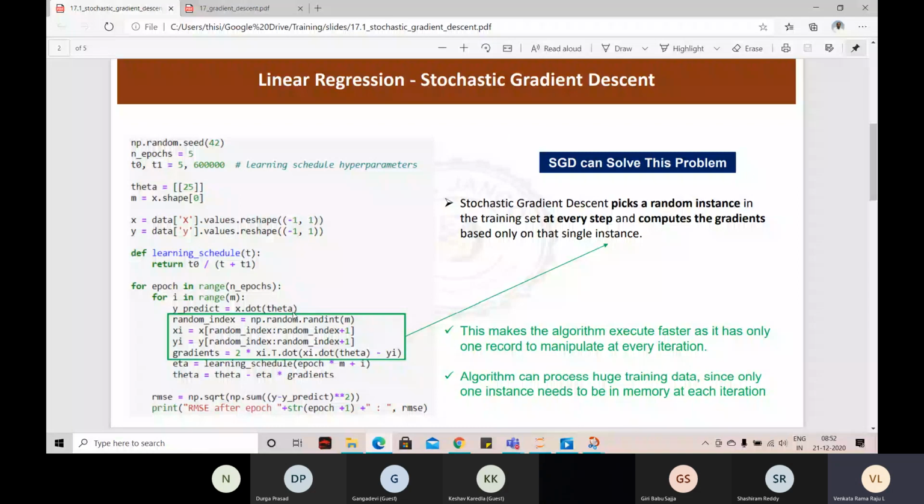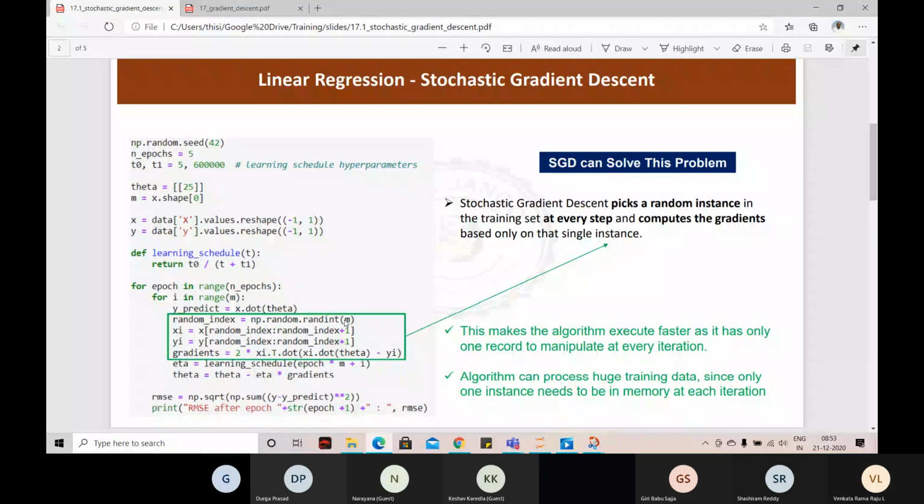But what we are doing is choosing a random index. On the green box, the first statement is, I am choosing a random index from m numbers. What is m? Number of records in the data. And then choosing only one record, X of random index colon random index plus 1. Is that slicing if it is a numpy array?